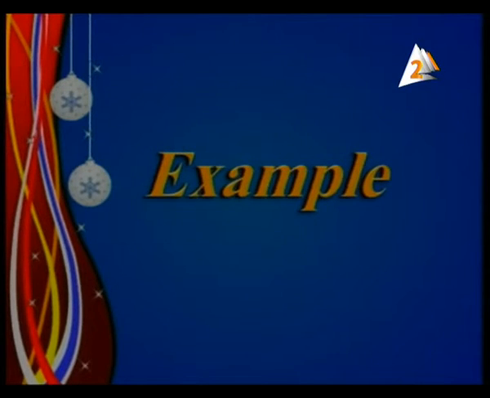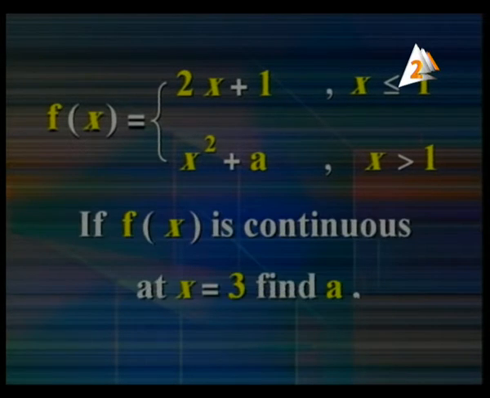Now we are translate another example. f of x equals 2x plus 1 when x is smaller than or equals 1, x power 2 plus a when x is more than 1. If f of x is continuous at x equals 1, find the value of a. Dear student, now we are translate to another example. It's very important. This function is continuous at point x equals 1. We find the constant a.